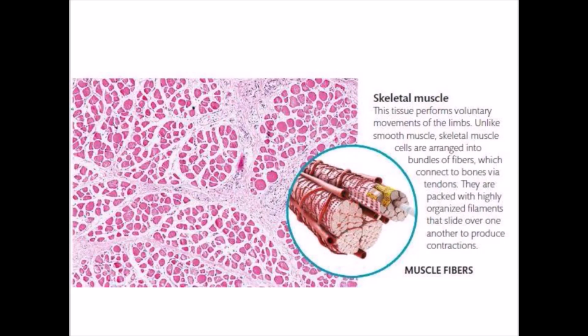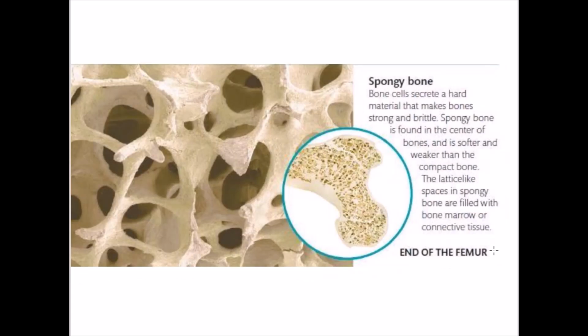Skeletal muscle is a type of muscle tissue that usually will perform voluntary movements of our limbs. And unlike the smooth muscle, which is involuntary, like the peristalsis, which is controlled by the smooth muscle, skeletal muscle is arranged in bundles as we can see here. And this connect to bones via tendons, and they are packed with highly organized filaments that are able to slide over each other to produce contractions, especially during voluntary movement like walking.